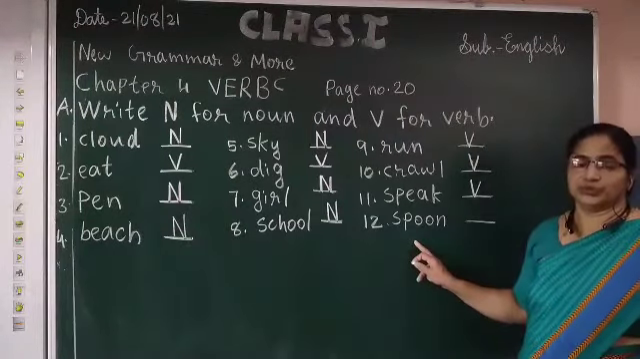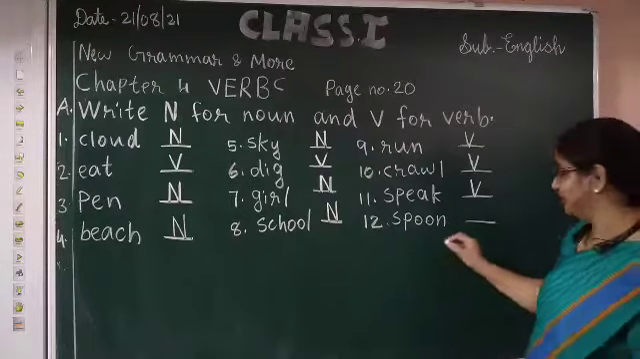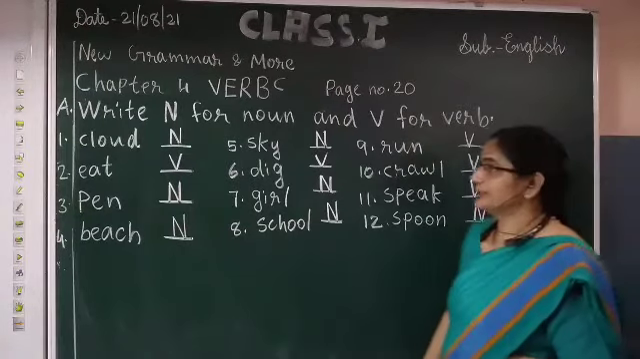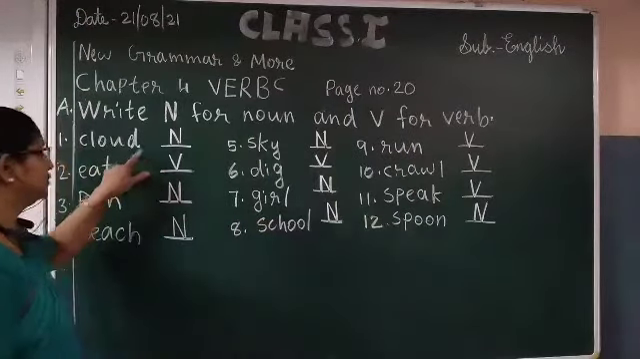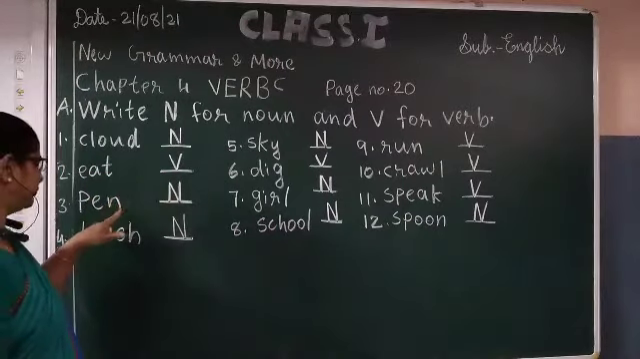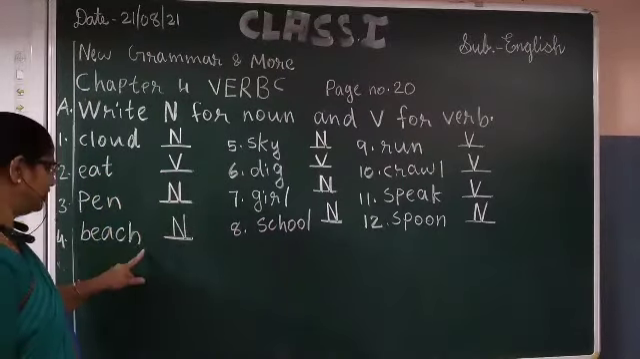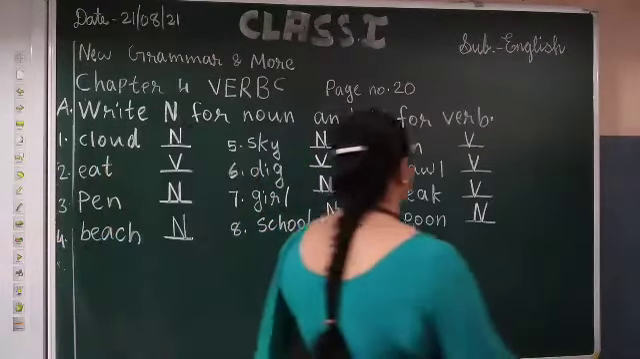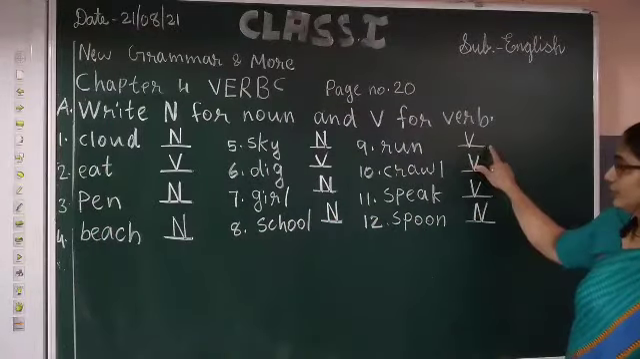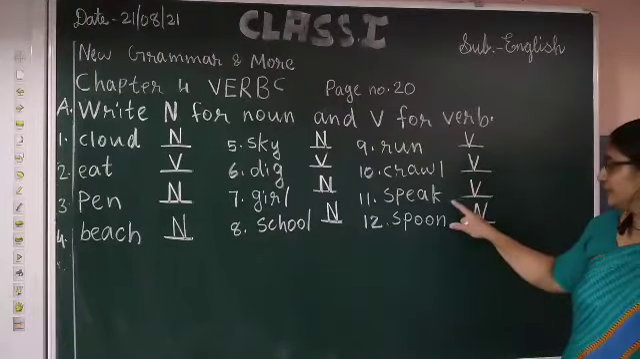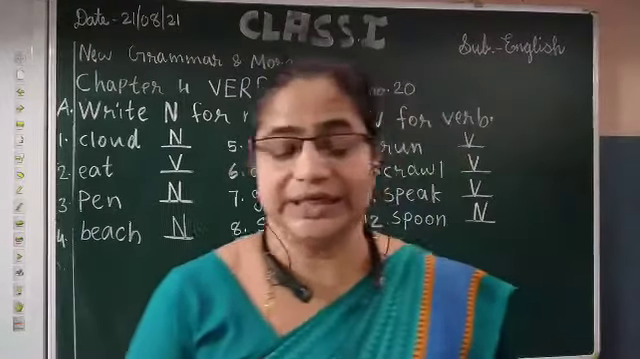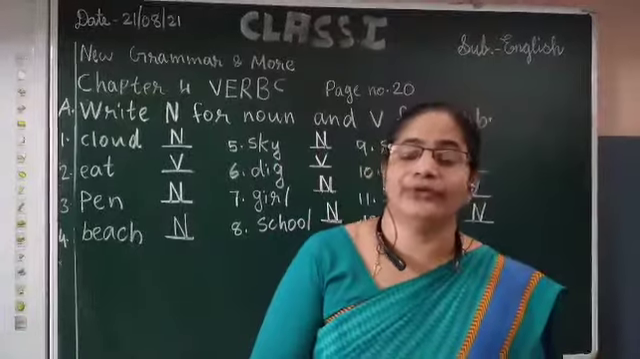And the last word is spoon. That is the name of a thing, and it belongs to noun. You got it? First one, cloud, noun; eat, verb; pen, noun; beach, noun; sky, noun; dig, verb; girl, noun; school, noun; run, verb; crawl, verb; speak, verb; spoon, noun.